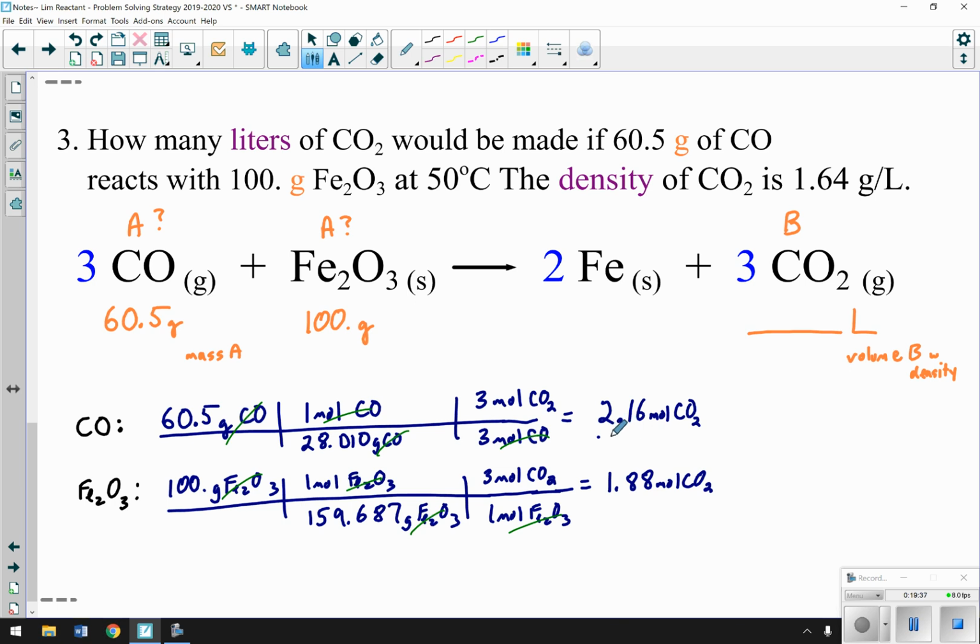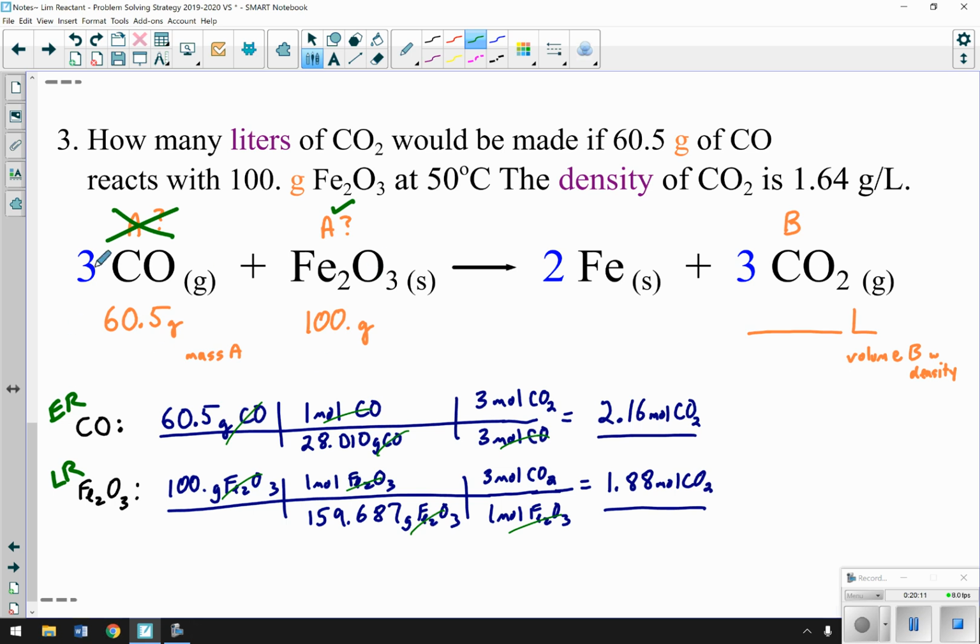Do the math, and we get in this problem, using the amount of carbon monoxide, we think we would make 2.16 moles of B. Using iron 3 oxide, we'd only make 1.88 moles. Therefore, ding, ding, ding, Fe2O3 is our limiting reactant. So this is our A. This amount is now the excess. This represents the excess reactant. And this amount of the 60.5 was actually too much carbon monoxide for this 100 grams. So some of that 60.5 grams would be excess.